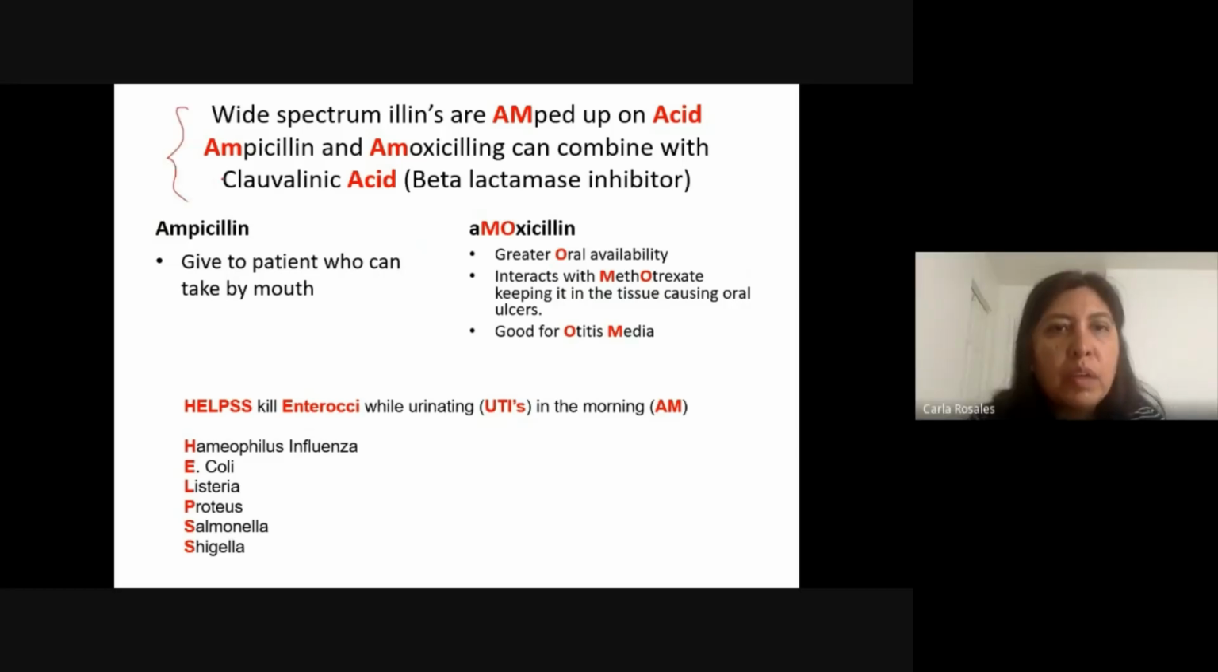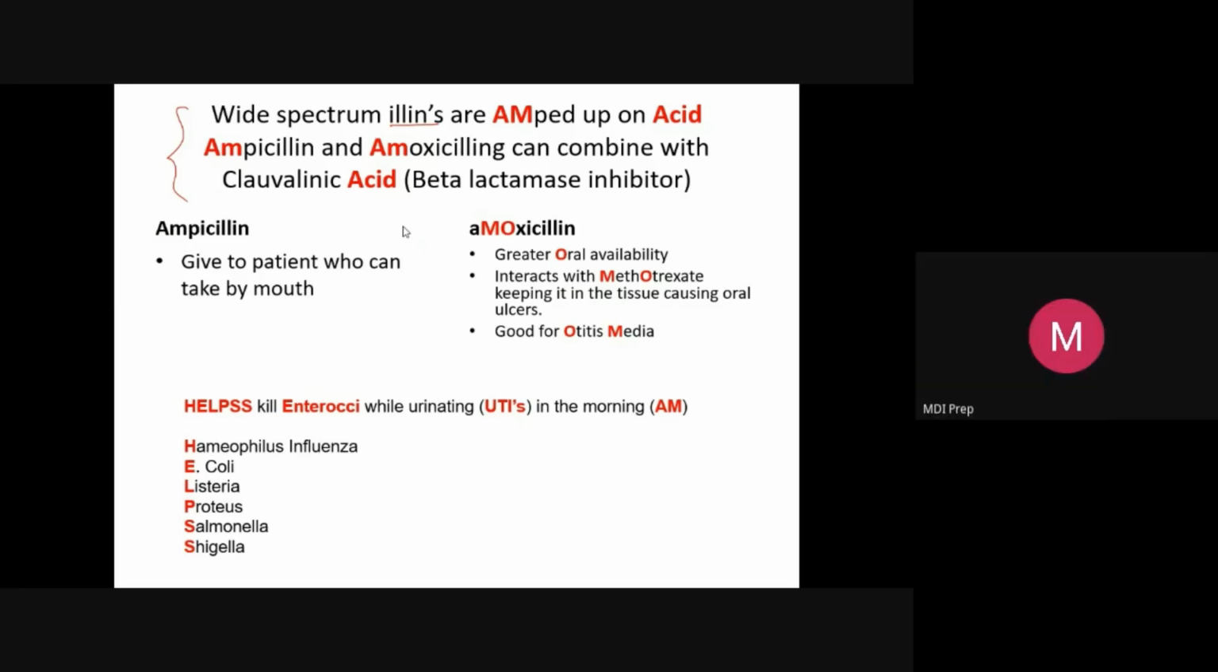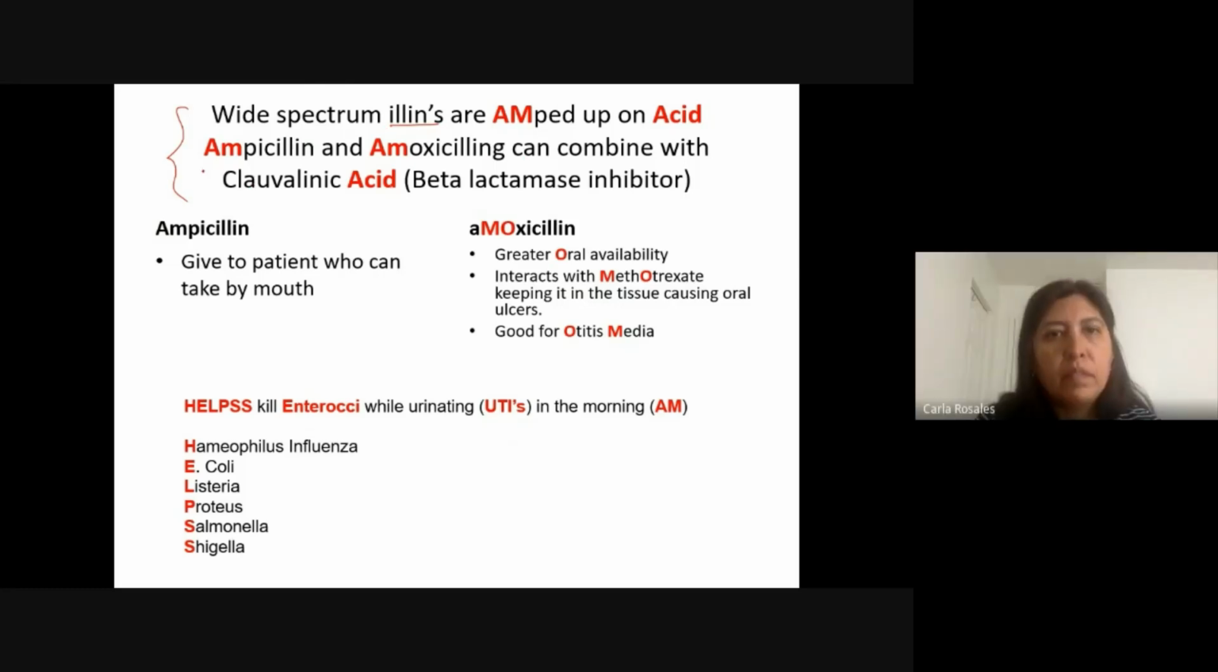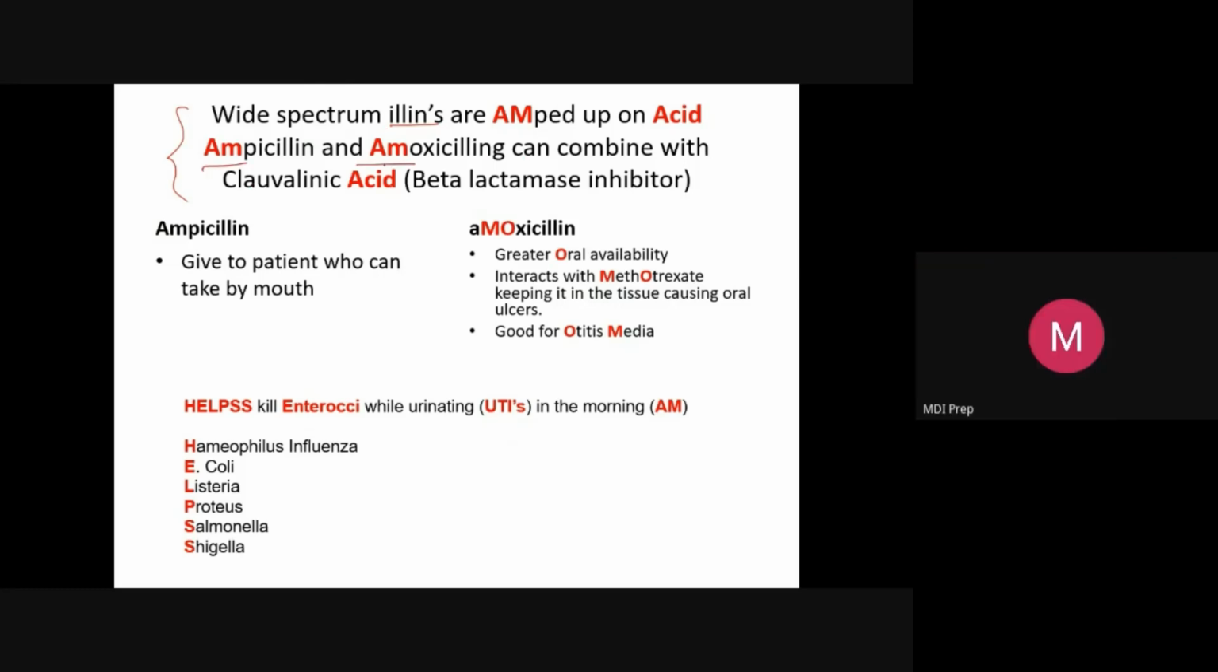Wide spectrum penicillins are aminopenicillins, ampicillin and amoxicillin, which can combine with clavulanic acid, a beta-lactamase inhibitor. Okay, good. So let me tell you what that means. Basically, you have these wide spectrum penicillins. Ampicillin and amoxicillin are what we call wide spectrum. They can cover a lot of different things, a broad category of things, right?